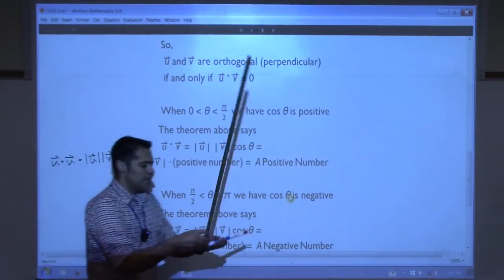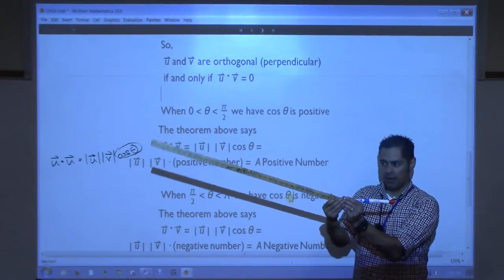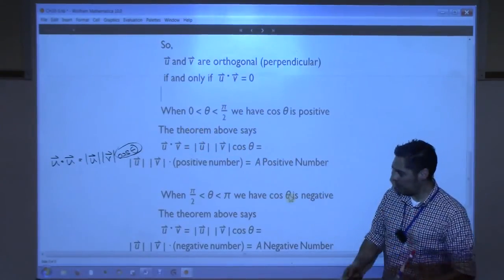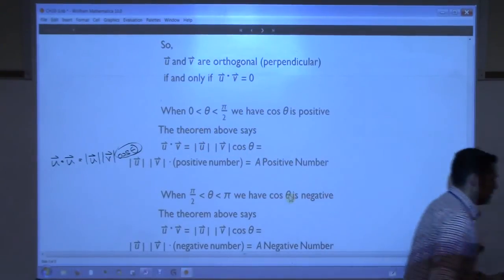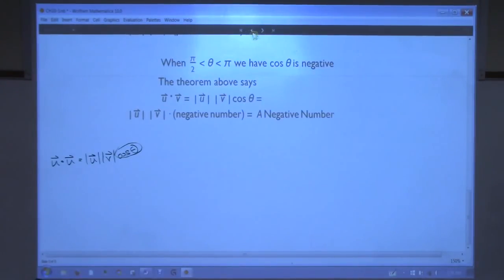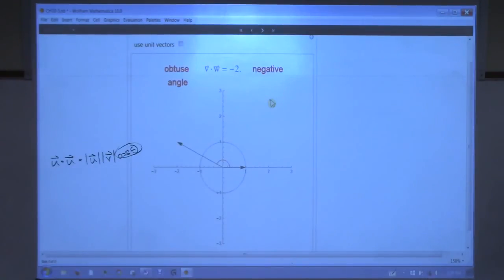Now, if the angle between your two vectors happens to be bigger than pi over 2, then what's going to happen? Cosine of that would be what? Negative. So your dot product would be negative. And I have an illustration of that on the next animation. Right here.